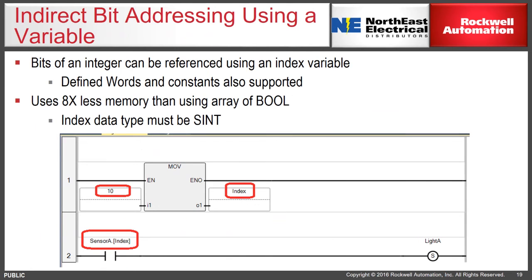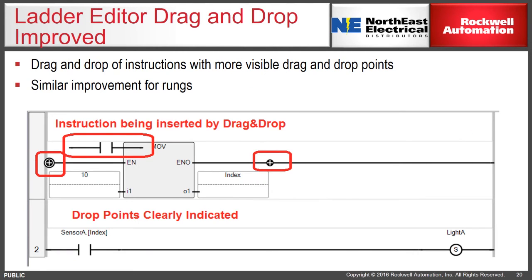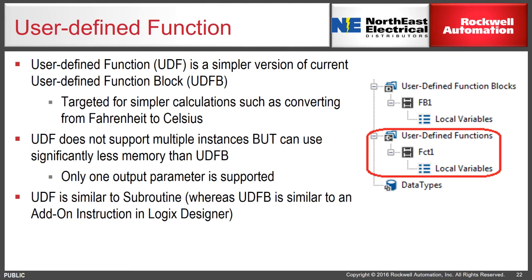We now in version 10 have indirect bit addressing, so that we can define part of an integer with a bit, and this allows us to program more effectively, more efficiently, producing a smart program that is much smaller than we were able to do before. When programming, it's now easier to drag and drop instructions in rungs. The new UDF is a simpler, smaller memory size version of the UDFB targeted for tasks such as unit conversions.